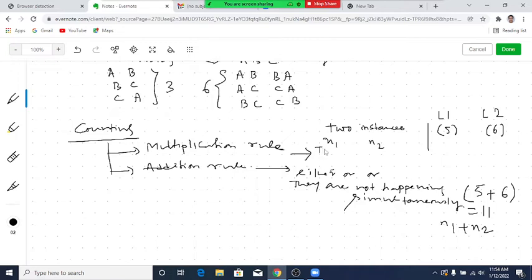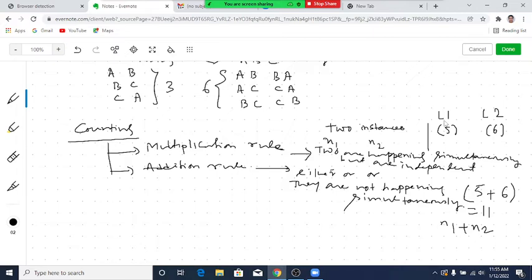Now if it is given that two are happening simultaneously, but they are independent. That means he needs to choose one language from group 1 and one language from group 2. So they are happening simultaneously, but they are independent, because in language 1, if she chooses one language, that doesn't depend on the selection of the second language from the L2 group. That means they are independent.